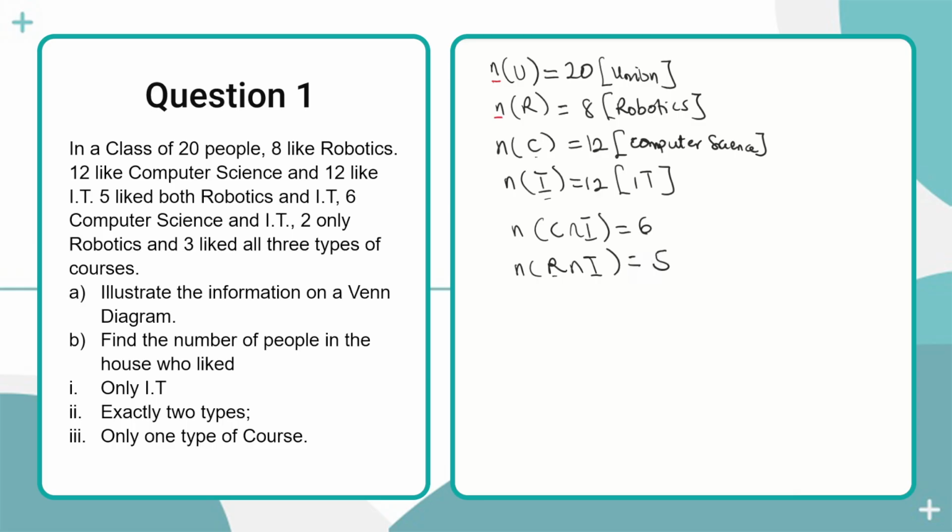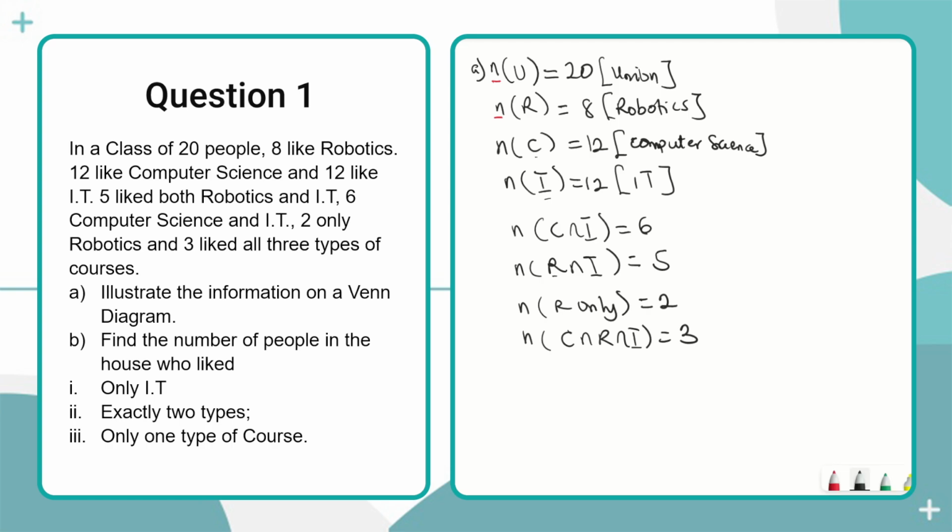And then the question also says that 2 like only robotics, so robotics only has 2 people. And then 3 like all 3 subjects, so all 3 subjects will be n(C ∩ R ∩ I), and that will be 3. Without describing this or putting this in set notation form like this, when you draw the Venn diagram, you will not get any marks for it. The Venn diagram needs to have a description indicating each of them.